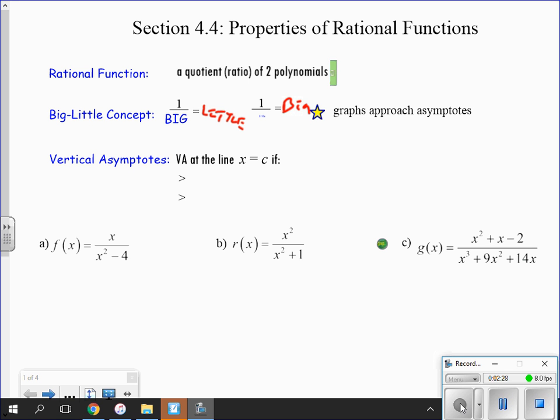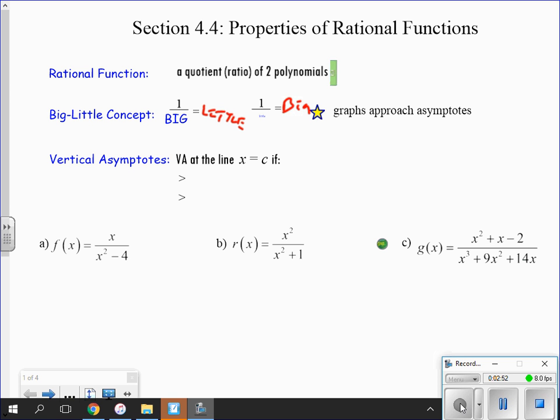Sometimes graphs will cross asymptote lines, but usually they don't, and it's out at the ends. It kind of depends upon the function. Usually with polynomials, as your numerators and denominators, it doesn't. So, vertical asymptotes, VA for vertical asymptotes.